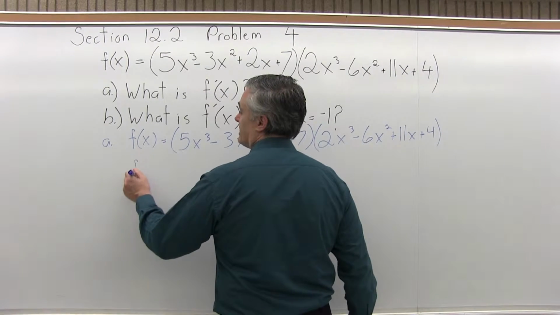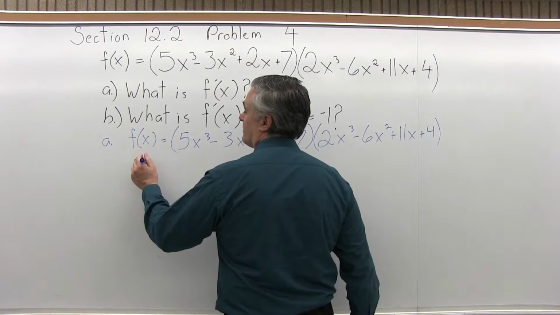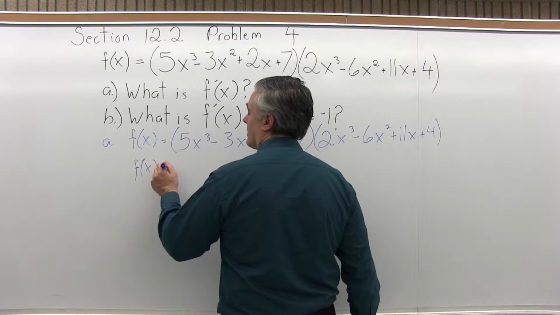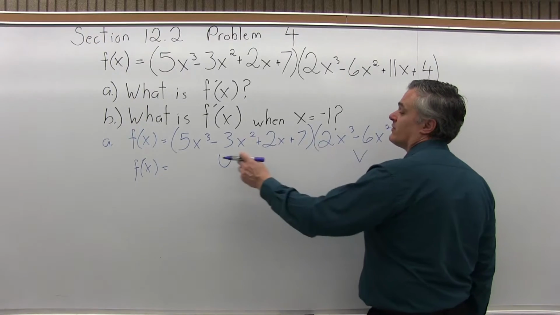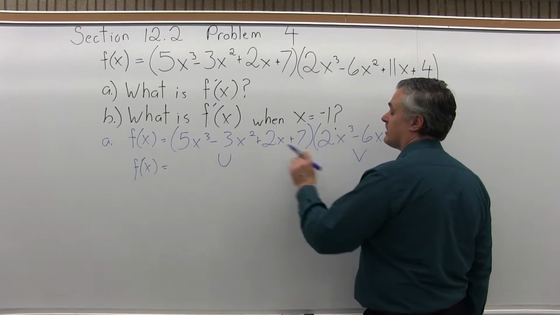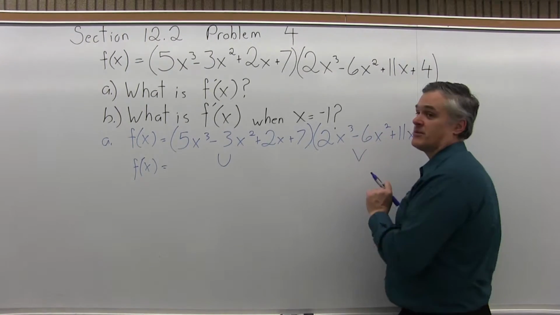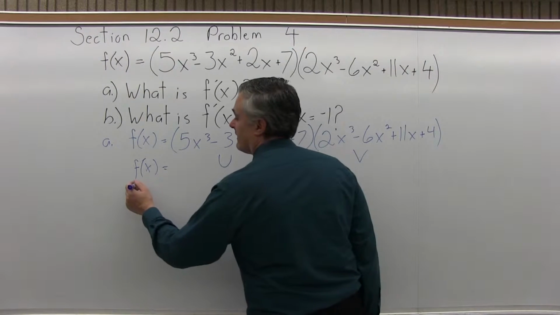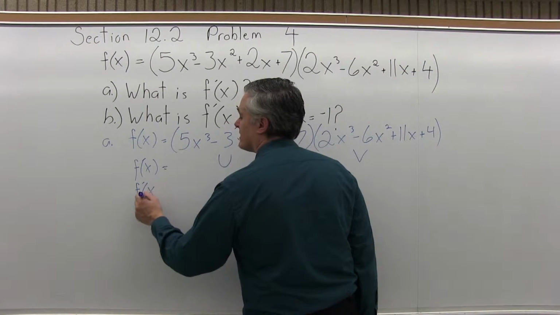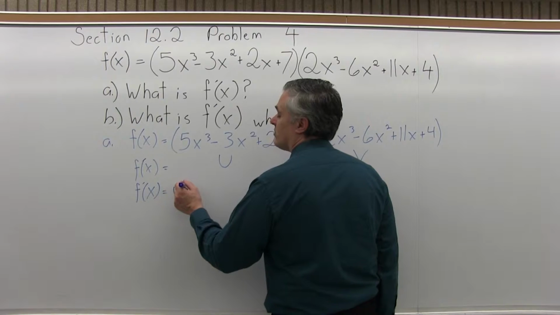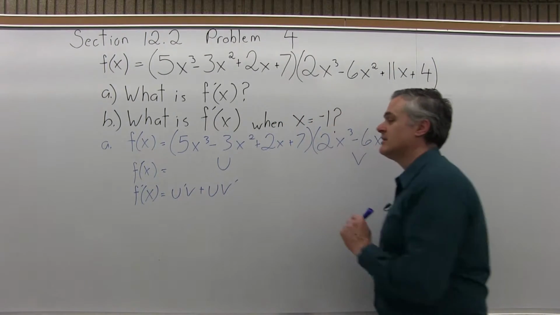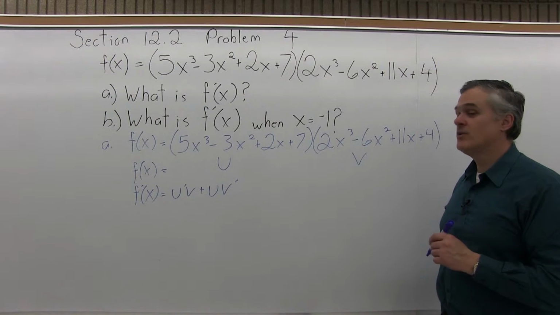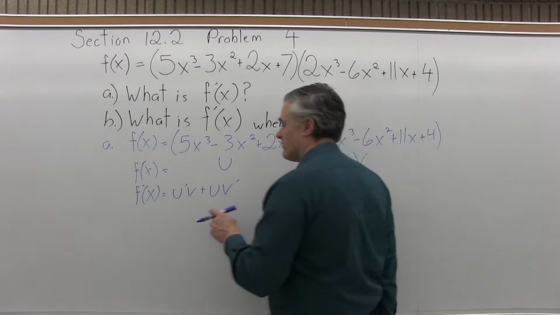So this function is written as a product. That's usually u and v. The first part of the product is represented by u. The second part of the product is represented by a v. And then we have f prime of x is u prime v plus uv prime, like that. And we'll fill that in, and that'll be the derivative without foiling.